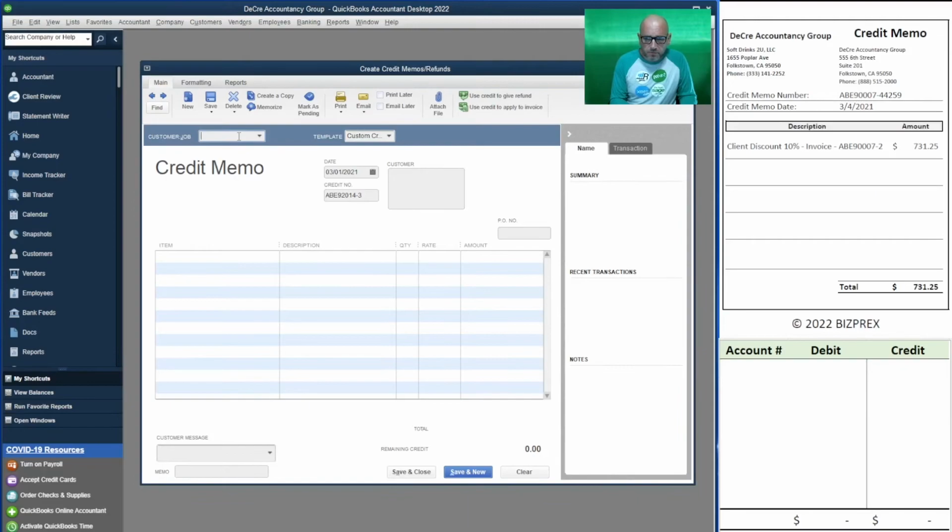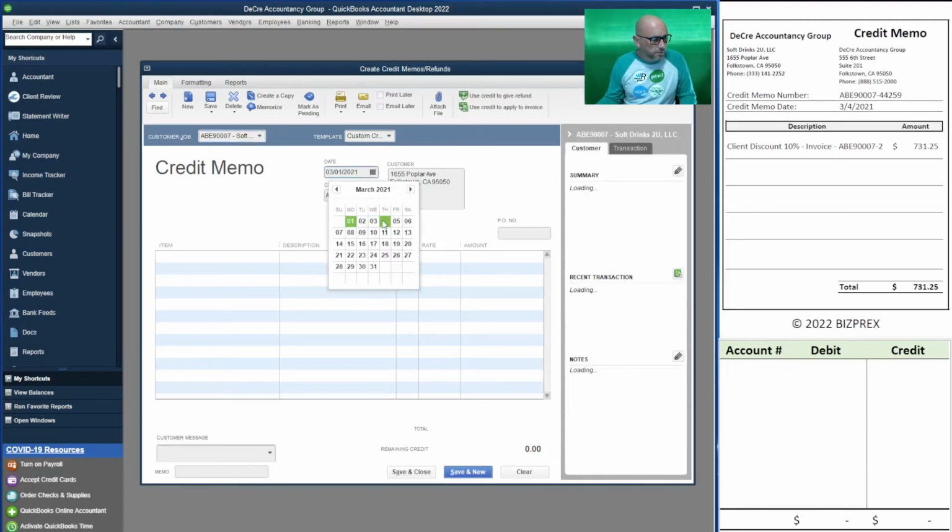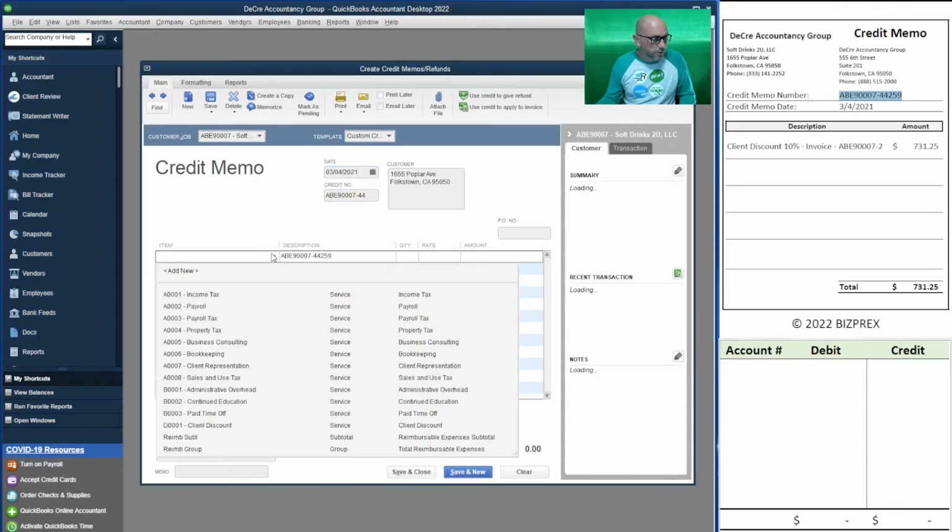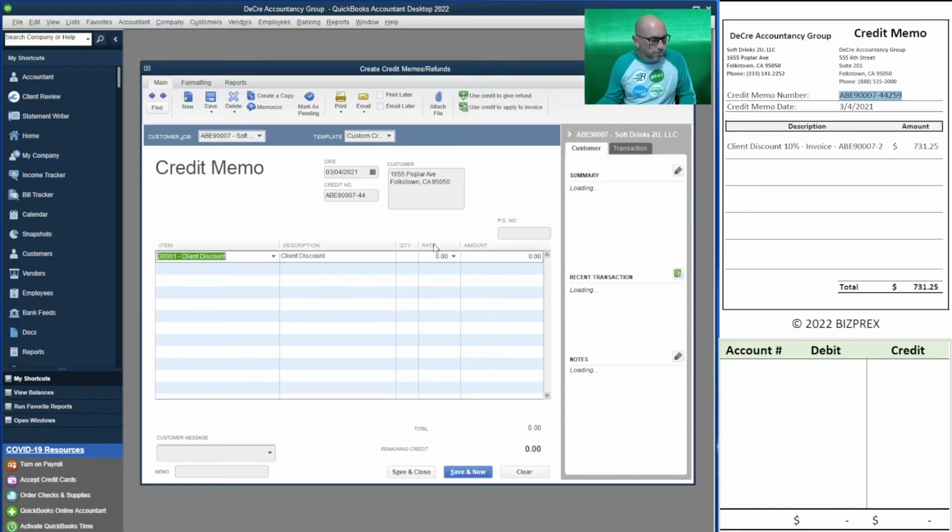Customer, soft drinks. Okay. Date. Sometime after we issued the invoice, we probably got a call from the client or something like that. And after conversations, we decided that we will give them a discount, client discount right here. And then the amount will be 731.25.